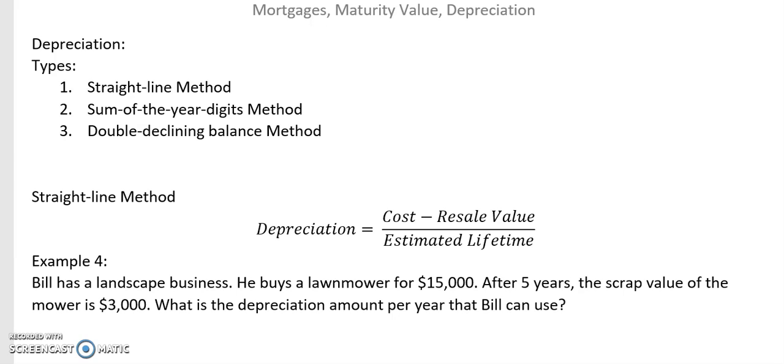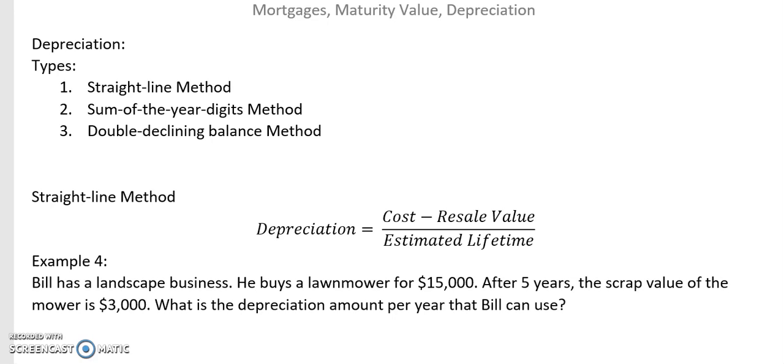So let's go to the next one, which is depreciation. We're going to try three different types of depreciation. The first one is the most commonly used method, which is called the straight line method. The second one is called the sum of the year digits method, and the third type is called the double declining balance method. The straight line method is the one commonly used in most depreciation. Unless somebody else wants to do the other types, everybody uses the straight line method.